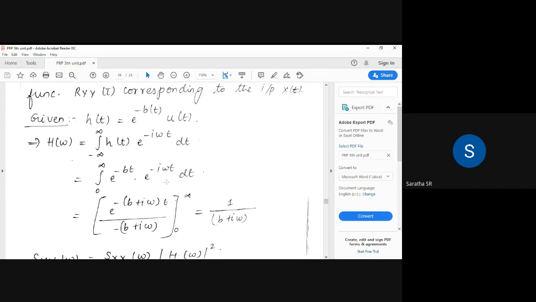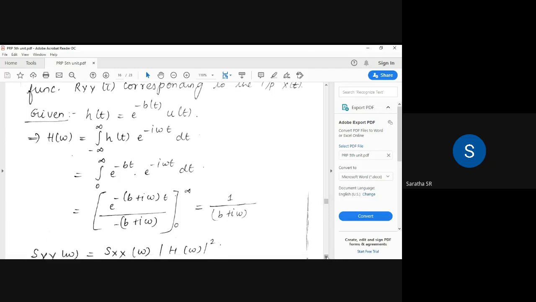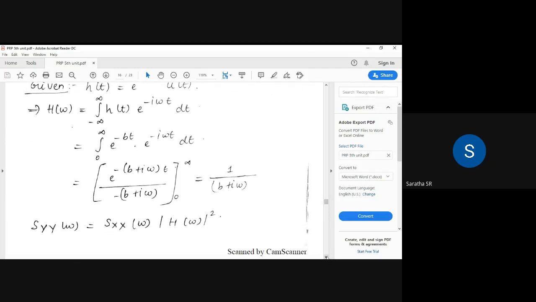So then you add these two things, e power minus t commonly taken out, remaining we have e power minus t into b plus I omega. Then you integrate with respect to t. So if you are integrating, we get this answer. Then apply the limit. If you apply the upper limit, it becomes 0. If you apply the lower limit, the numerator becomes 1, and the denominator you have minus b plus I omega. For the lower limit you have minus, here you have minus, so it becomes plus. So we got this answer, 1 by b plus I omega.